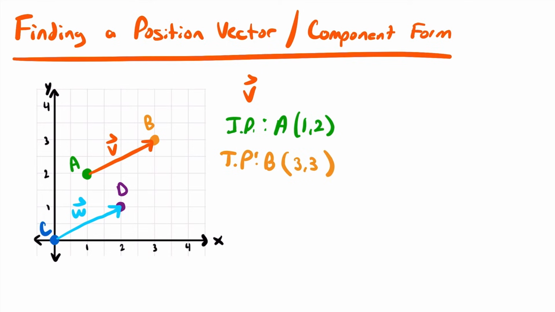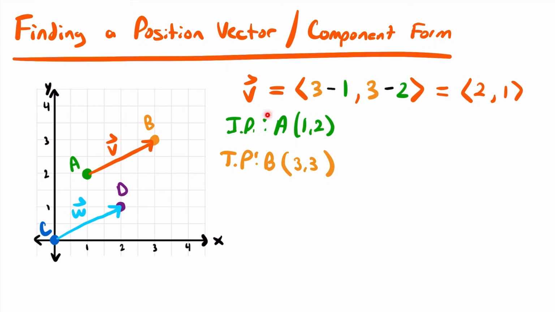We can find the position vector for vector v by simply taking the difference of the x-coordinates and the y-coordinates of the terminal and initial point. All right, and so here's what that looks like. Vector v's component form will look like this. We'll have the difference of our x values, so we'll have 3 minus 1, and then the difference of our y values, so we'll have 3 minus 2. Okay, and then if we simplify, 3 minus 1 is 2, and 3 minus 2 is 1. So the component form of vector v is ⟨2, 1⟩.